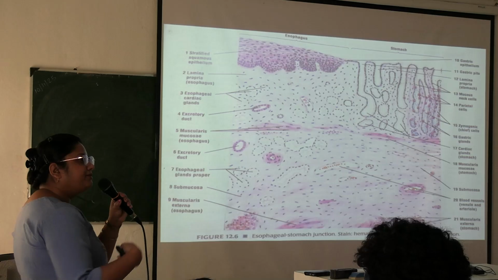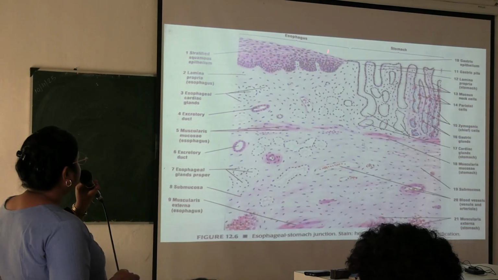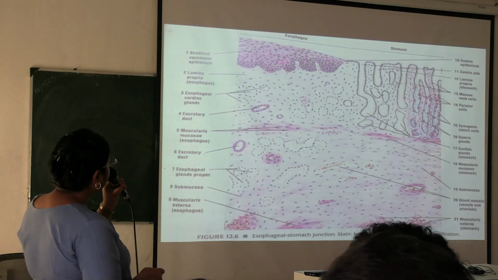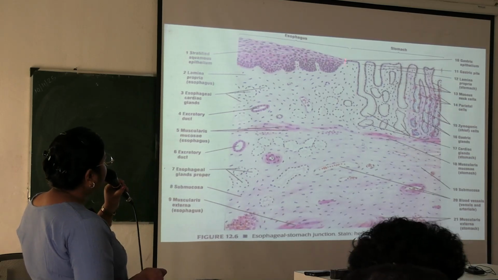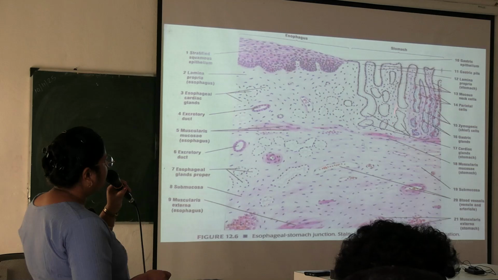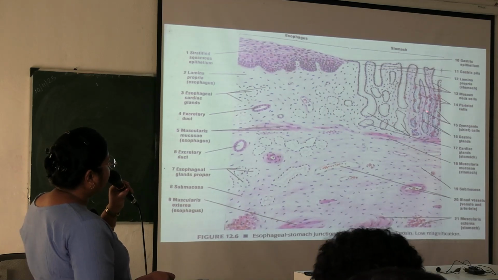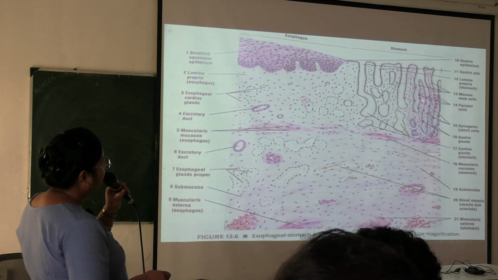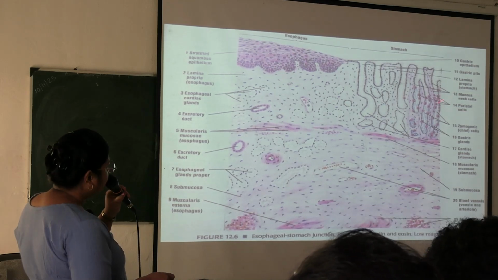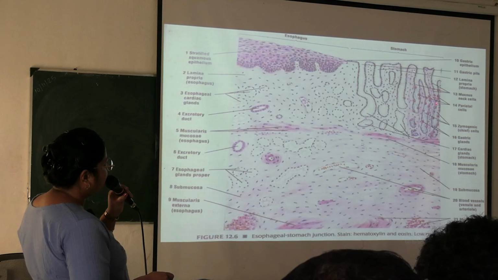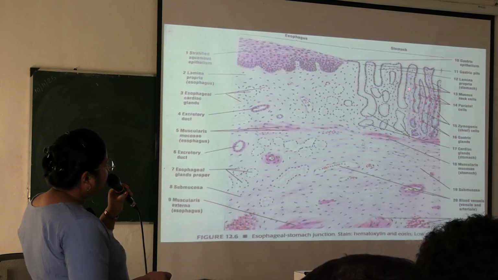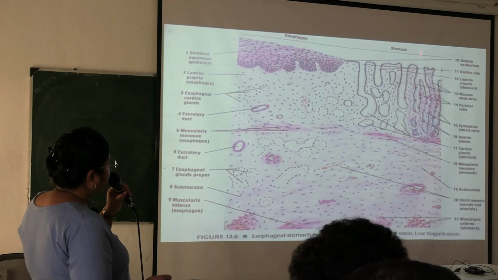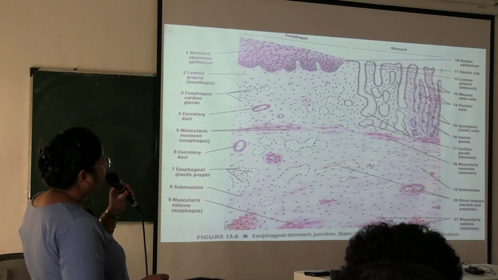So this is a diagram from the histology atlas. You can see the abrupt change at the gastroesophageal junction, from stratified squamous non-keratinized epithelium to simple columnar epithelium. Okay, and here some important cells of the stomach are present. Parietal cells secrete HCl. Zymogenic or chief cells secrete enzymes, and other lining cells secrete mucus. Okay, and these are the gastric pits and gastric glands.